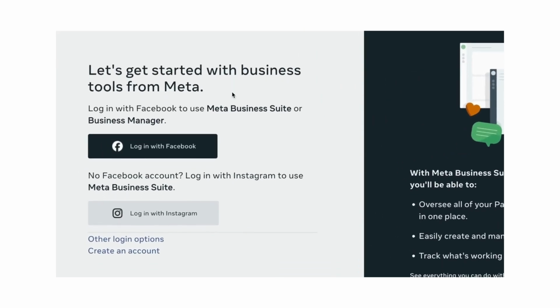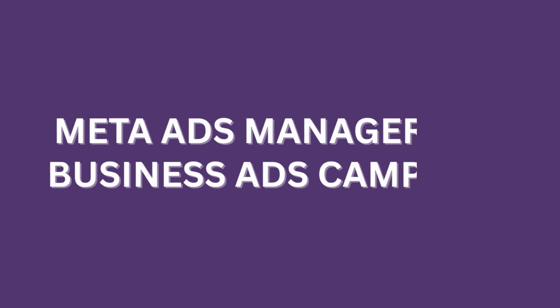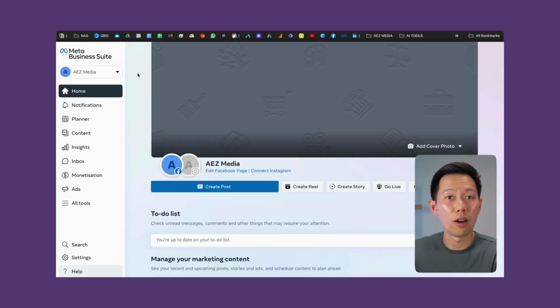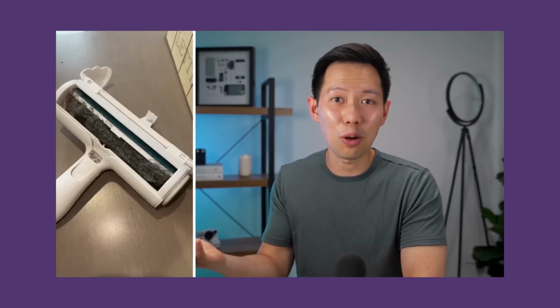So from here, you'll want access to both the Meta Business Suite and also you'll get your account up and running. So I'll be using a dummy account here, and as an example, we'll be selling a pet hair roller so I can guide you guys through this tutorial.